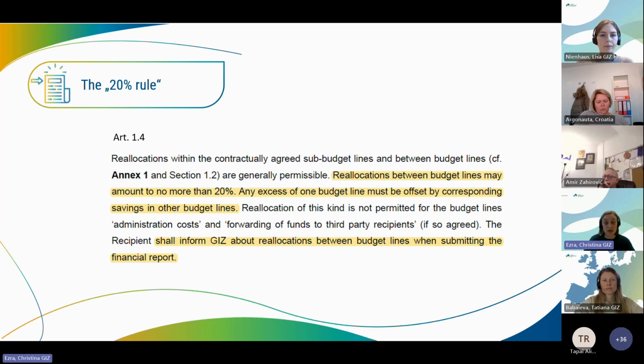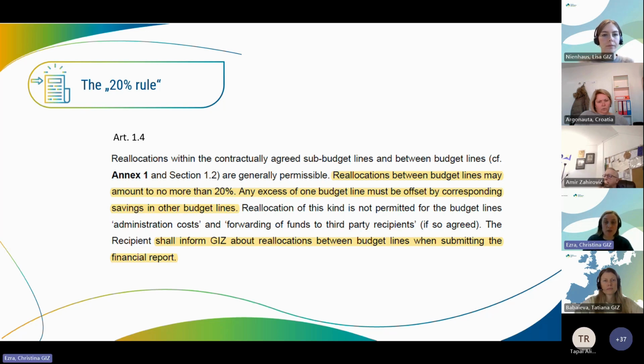And the 20% rule is only applicable if you offset the same amount in one of the other budget categories. This shift is only possible between direct costs, so not for forwarding of funds or administration costs. And your partners can shift within their own budget in the same way, but it's not possible to shift funds between the partners.